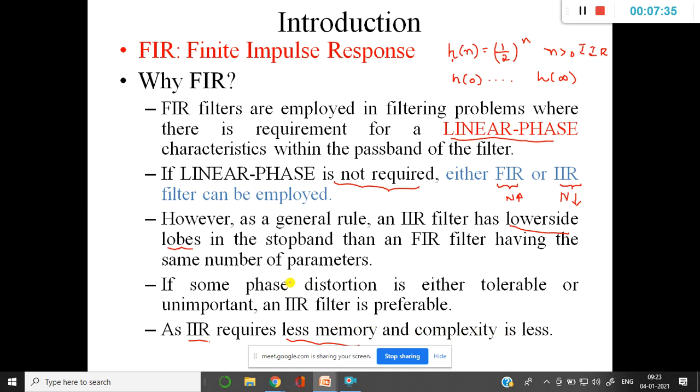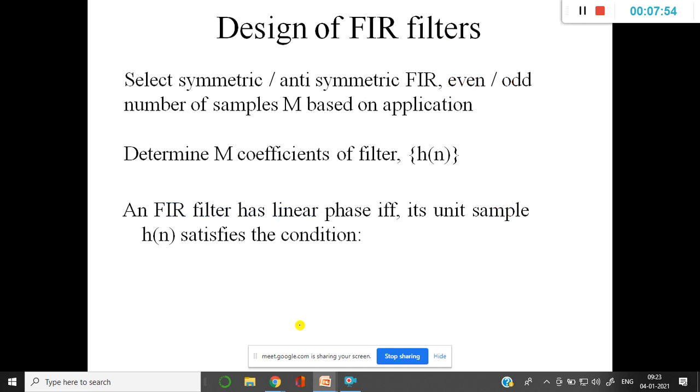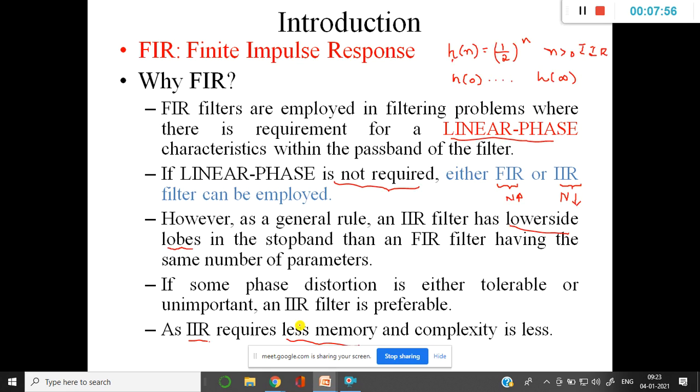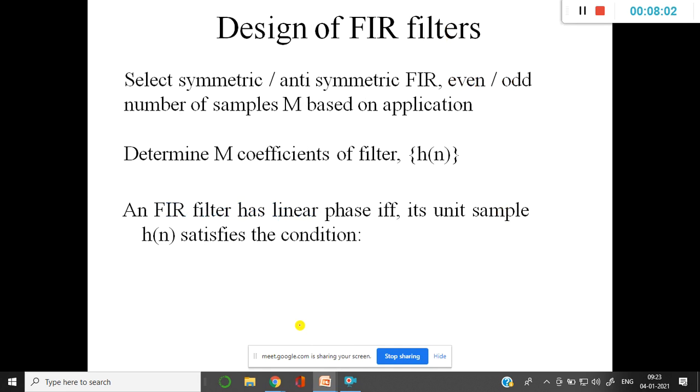The reason why we say memory: when we say design of memory, it is nothing but the hardware complexity that we talk about. So FIR requires more memory, more flip flops, as compared to an IIR filter. So these are the few basic component introductions about the FIR filter.